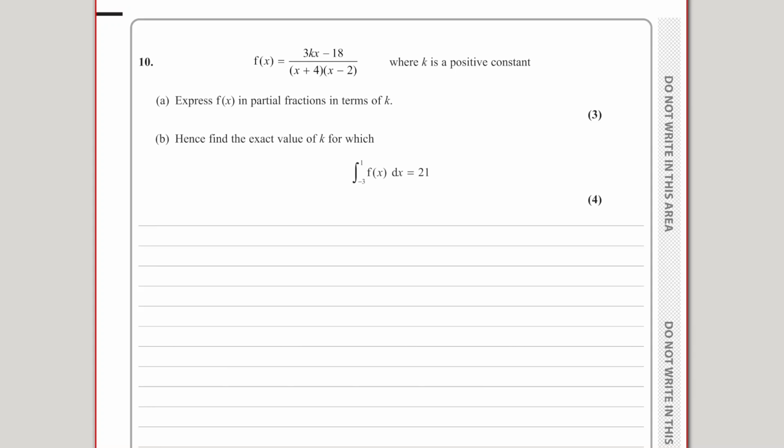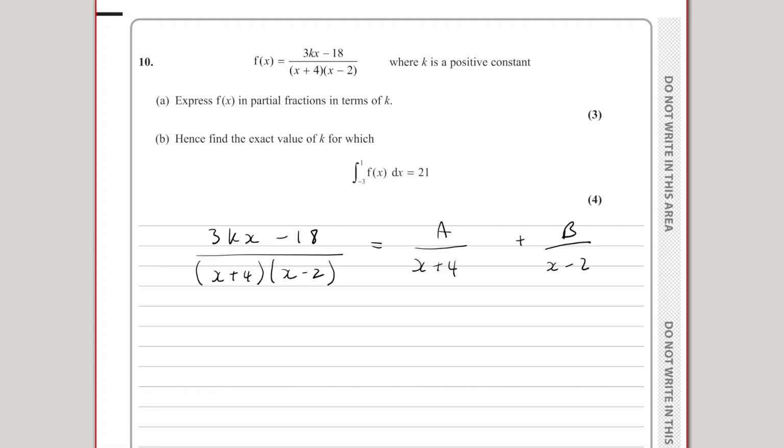Question 10, we've got f of x equals (3kx minus 18) over (x plus 4)(x minus 2), where k is a positive constant. Express f of x in partial fractions in terms of k. So we're going to split it up into two separate fractions: something over x plus 4 plus something over x minus 2.